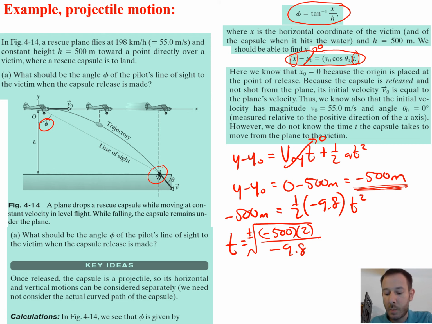And now here you can see why that negative sign was important, because if you didn't have the negative sign, you would get a negative inside the square root. And we know we can't do that. So we need these negatives to cancel out.